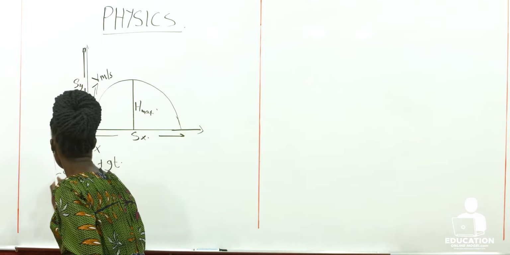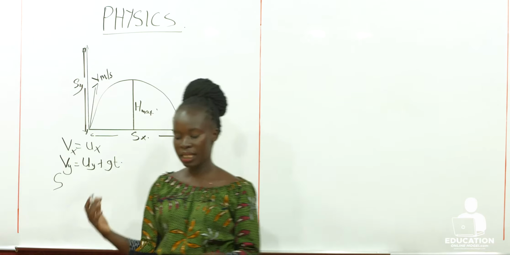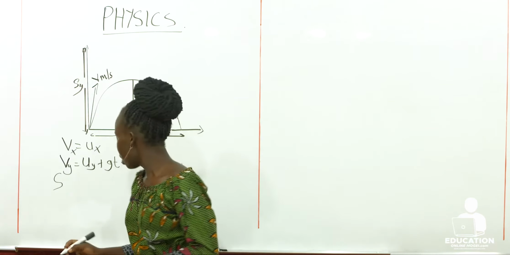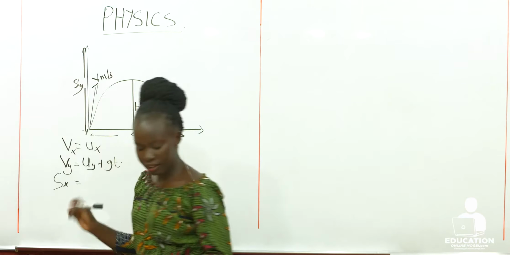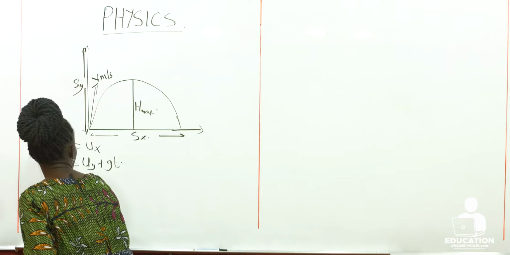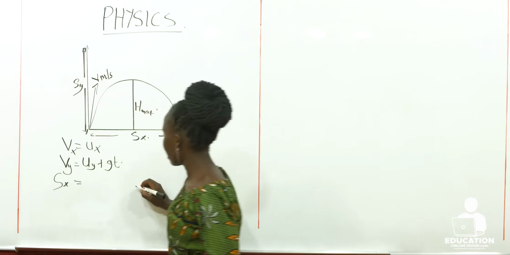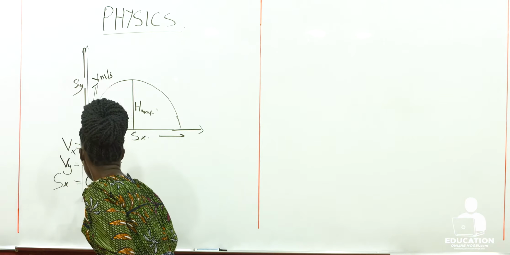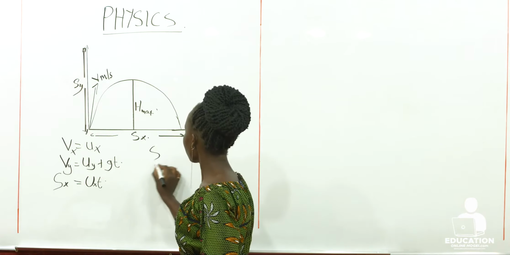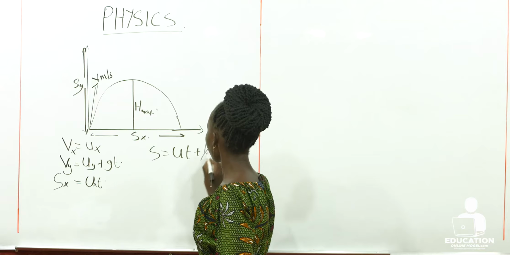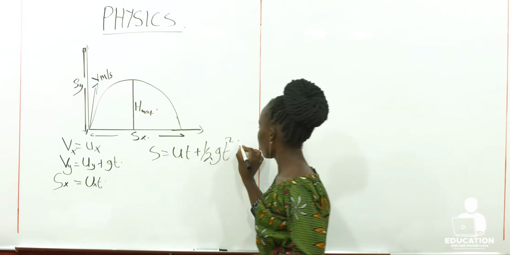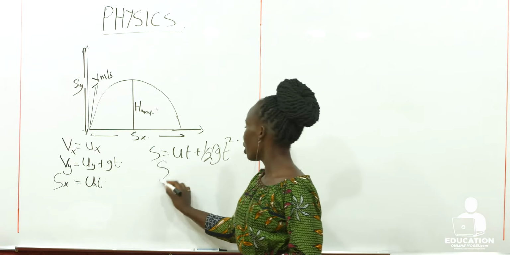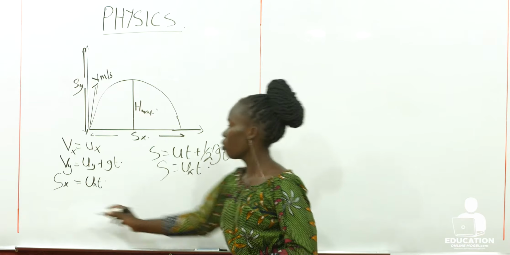So we had also the second equation of motion, where we say that the distance covered by this body when it is moving in the horizontal direction, which is the Sx, will give us ux t, because here the acceleration is actually 0. You say that s is equals to ut plus a half gt squared. And if your acceleration is 0, that means the whole of this cancels out. You'll be left with s is equals to ux t, which is what we have here.